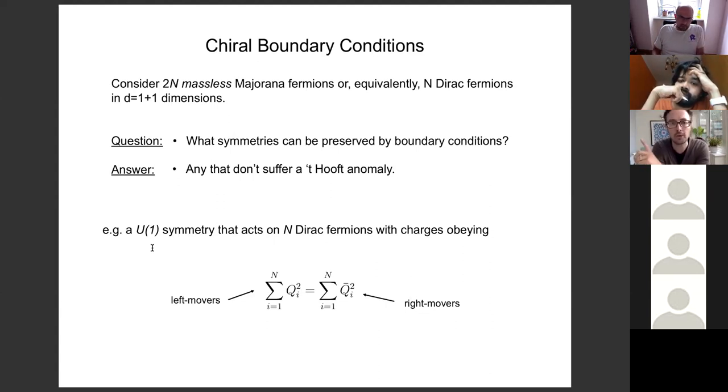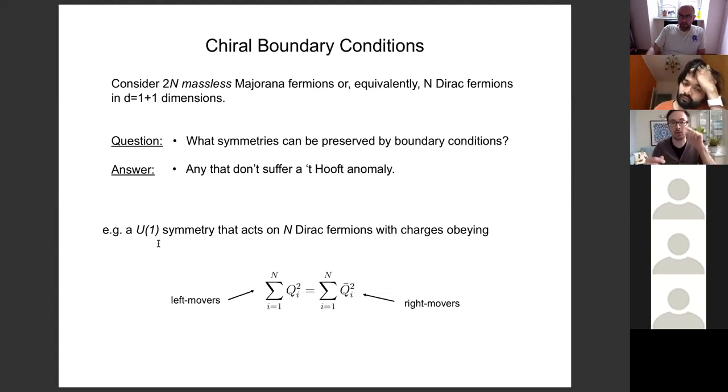I say it's folklore because I know of examples of boundary conditions that I would love to construct where I do not know how. They're chiral boundary conditions, but they don't suffer from a 't Hooft anomaly. Nonetheless, I think this is probably the correct statement, and we're certainly going to see in this talk that we'll be able to construct boundary conditions, but only those that don't suffer from an anomaly.